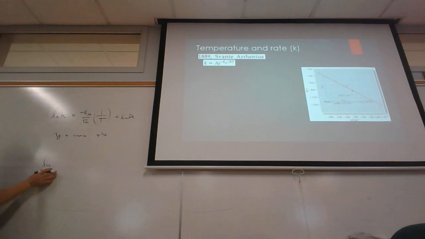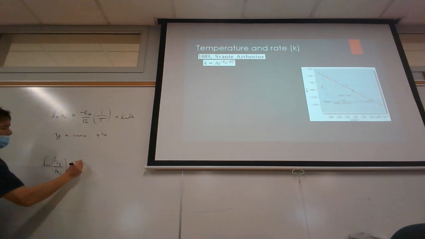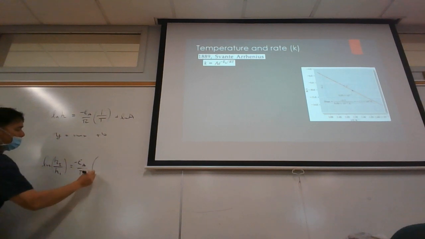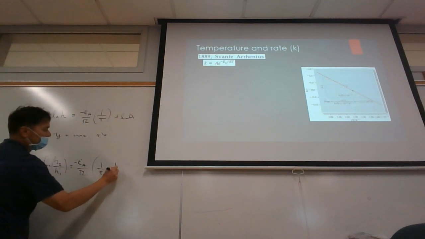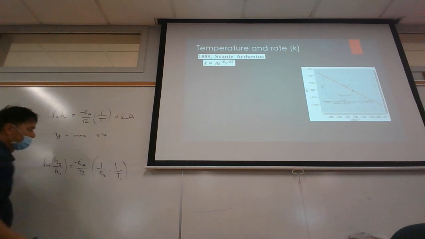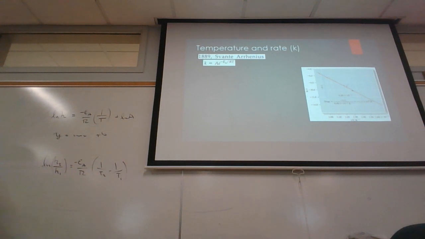And if we only had 2 data points, what we'll do is we'll take ln of k at temperature 2 minus ln of k at temperature 1. So using property of logs, we'll get ln of k2 over k1 is equal to minus EA over R times 1 over T2 minus 1 over T1. So here, if we know what the activation energy is, and we know the rate at one temperature, we could figure out the rate at any other temperature.